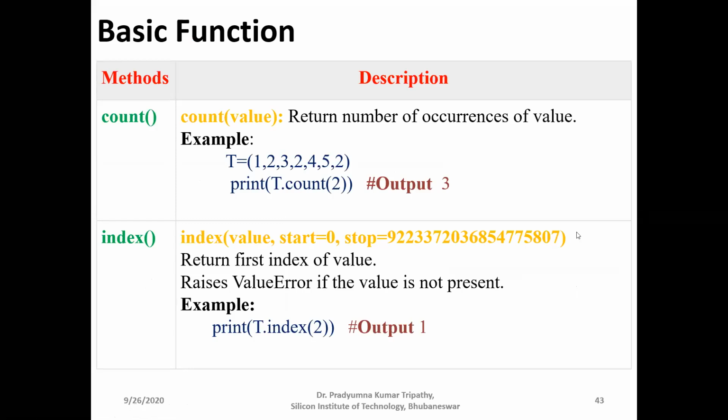So we have the count function, which counts the number of occurrences of a value. So I put a value inside a tuple, and it will count how many elements. Suppose t dot count of 2. So 0, 1, 2. So count of 2 is 3. Number of occurrence of a value. That is, how many times 2 has occurred. 1, 2, and 3. How many times a particular element occurs in the tuple.